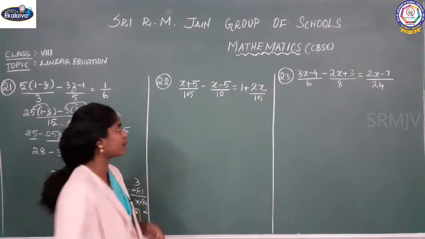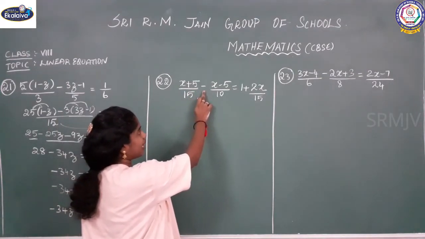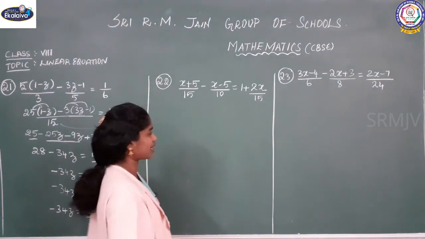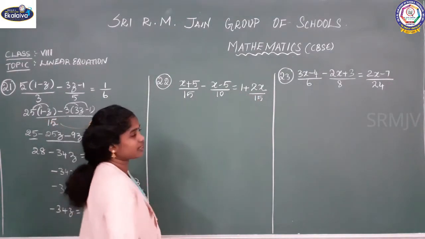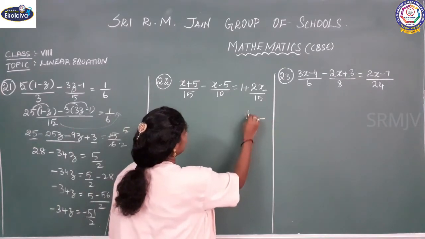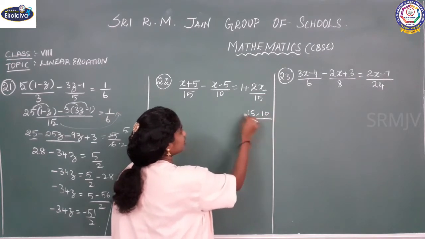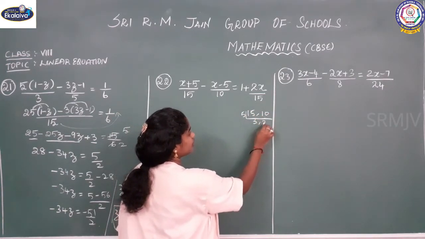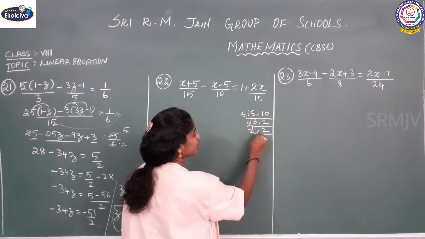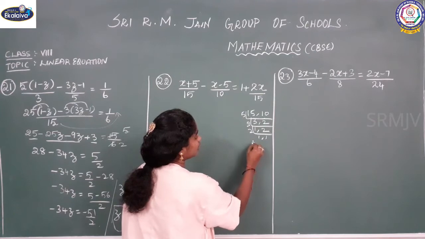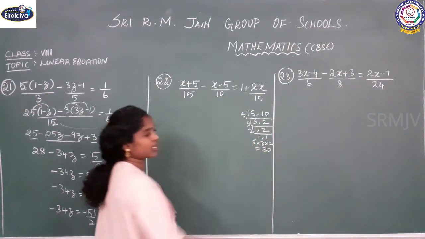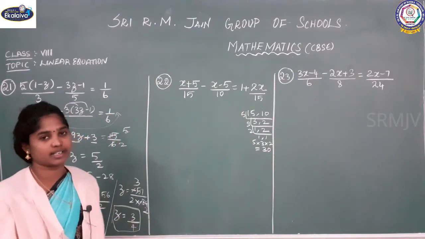Let us see the next sum. (x plus 5) by 15 minus (x minus 5) by 10 is equal to 1 plus 2x by 15. Let us take LCM for 15 and 10. What we will get? Listen, what you will get? 15 and 10 if you take LCM. 5 table, 5 3s are 15, 5 2s are 10. Again 3 table, 3 1s are 3, 2s are 2. Again 2 table. So 5 into 3 into 2, 30. Okay. So the LCM of 15 and 10 is 30.